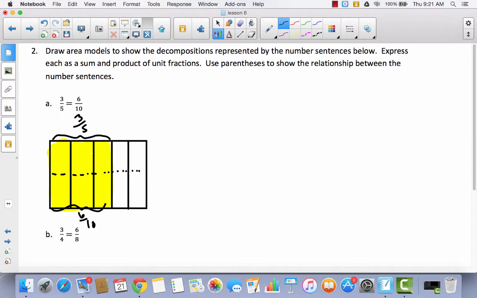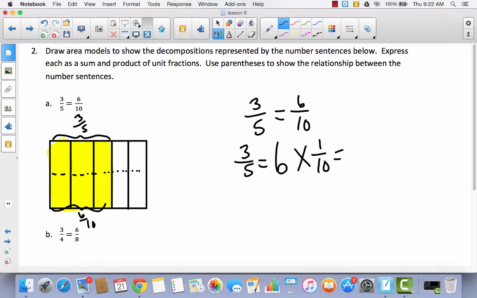Okay, now we're going to write this as an equivalence here. 3/5 is equal to 6/10. We know that 3/5 is the same as 1/10 plus 1/10 plus 1/10 plus 1/10, 6 times, but instead of writing that sum, we're going to skip to this multiplication sentence and say 6 times 1/10, which equals 6/10.